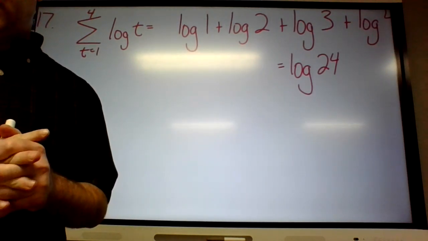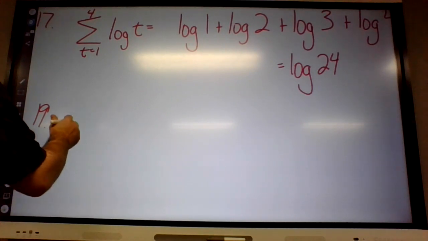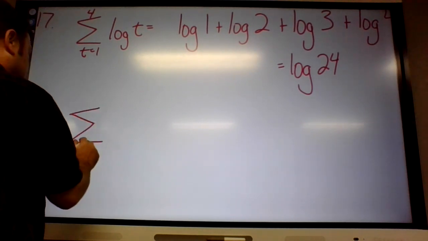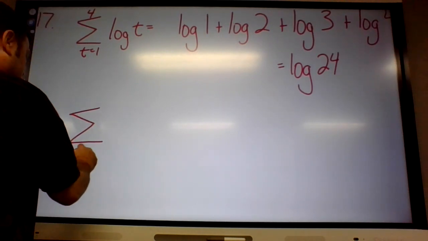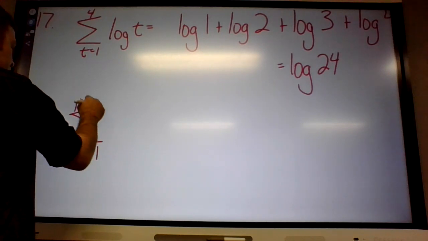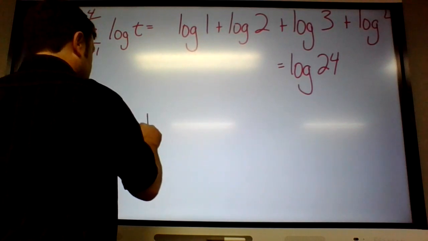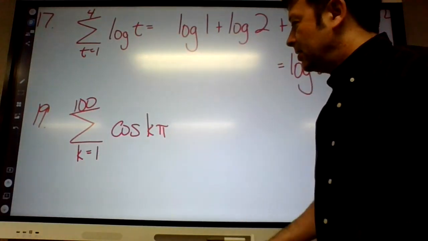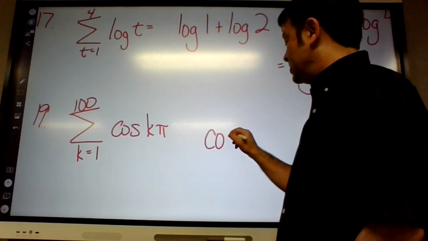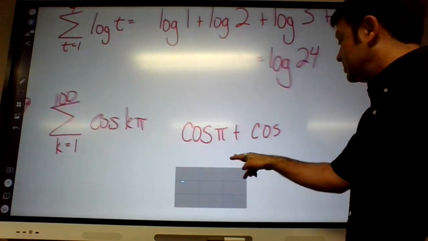One to 100. Goodness. Okay, this time they don't tell us the answer. We just got to figure it out. We will not be writing 100 terms. There's a pattern on this one that we're going to find. Okay, cosine k pi. All right, if I plug in 1, here I'll just write like 5 of them.